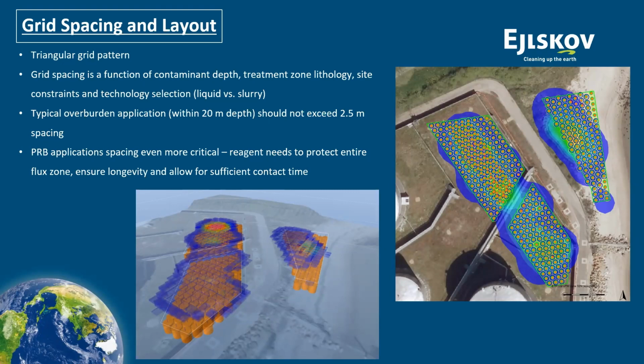And again, when it comes to a PRB, let's think about what a PRB has to do. So it has to provide a long-term solution for the site, for the client, and for the authorities to have confidence that that solution will last for many years to come. So again, there, the spacing becomes even more critical, because you have to ensure that the reagent installed will cover the entire flux zone, will ensure that longevity, and most importantly, a sufficient space where the contaminant mass flux has sufficient contact time with the reagent installed, being a slurry, being a liquid.